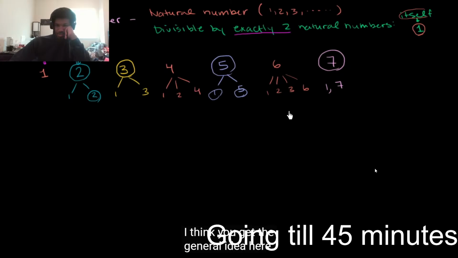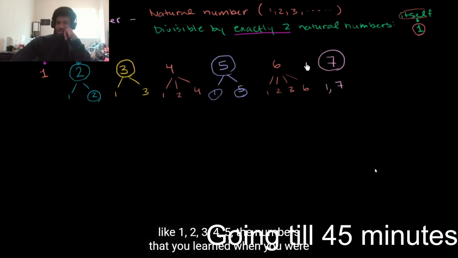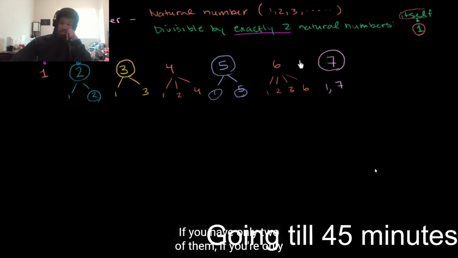I think you get the general idea here. How many natural numbers like 1, 2, 3, 4, 5, the numbers that you learned when you were 2 years old, not including 0, not including negative numbers, not including fractions and irrational numbers and decimals and all of the rest, just regular counting positive numbers. If you have only 2 of them, if you're only divisible by yourself and 1, then you are prime.